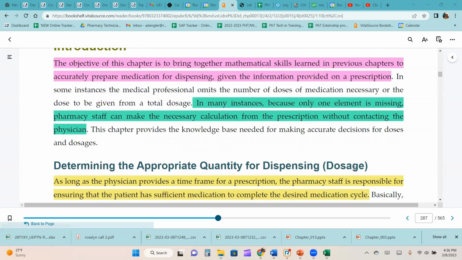The objective of this chapter is to bring together mathematical skills learned in previous chapters to accurately prepare medication for dispensing, given the information provided on a prescription. In some instances, the medical professional omits the number of doses of medication necessary or the dose to be given from a total dosage. In many instances, because only one element is missing, pharmacy staff can make the necessary calculation from the prescription without contacting the physician.